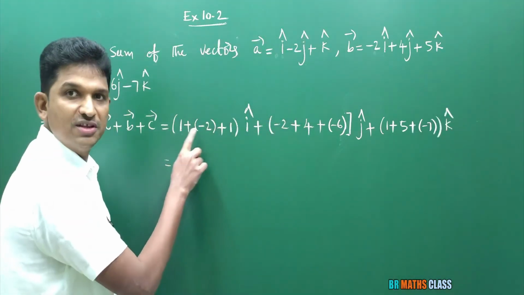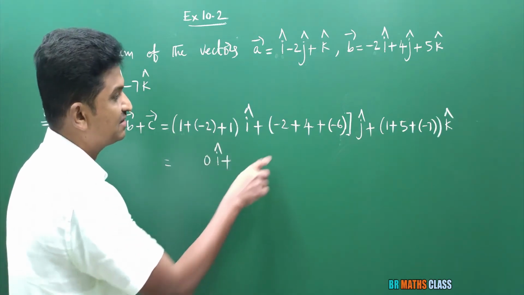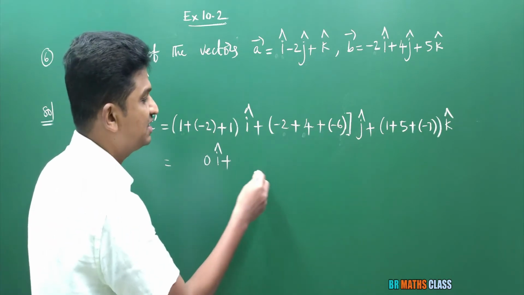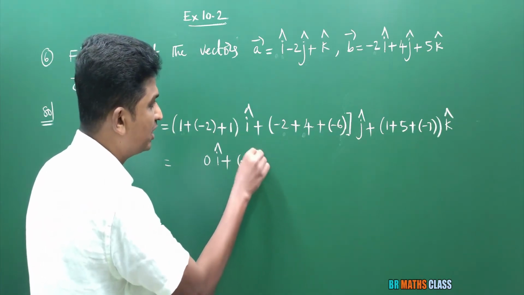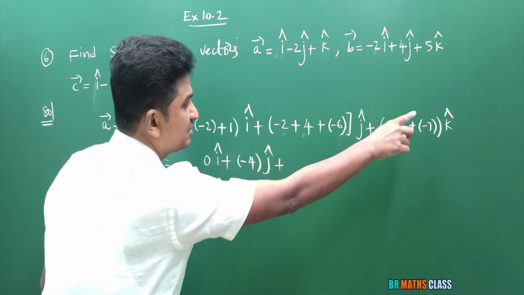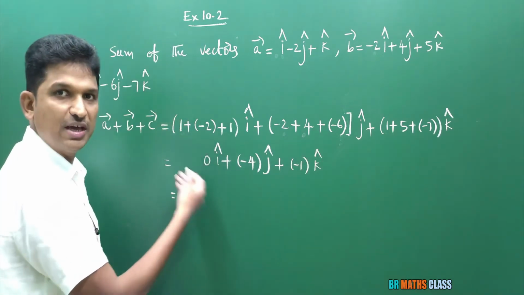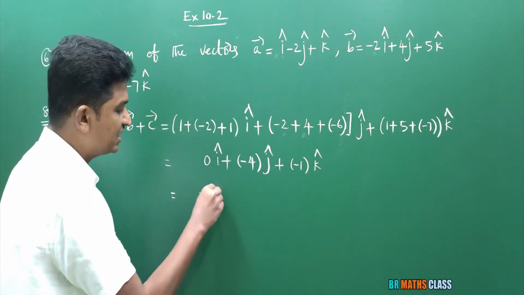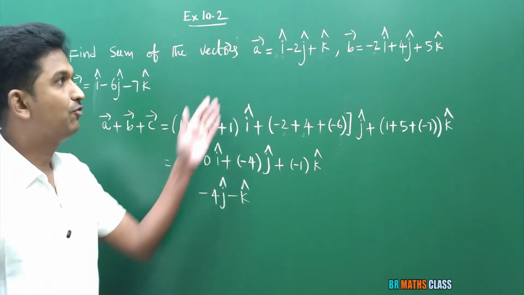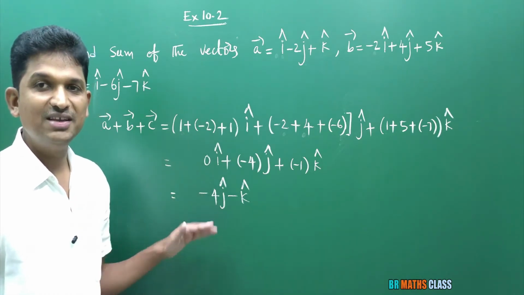Okay, you observe this 1 plus 1 is 2, 2 minus 2 is 0, 0 into I cap plus. You observe this -2 plus 4, that is +2, plus 2 minus 6 is -4 into J cap plus. 1 plus 5 is 6, 6 minus 7 is -1 into K cap. 0 into I cap, this is nothing but 0 only. So what you will get here? -4 into J cap minus K cap. Therefore, addition of these three vectors is -4 J cap minus K cap.